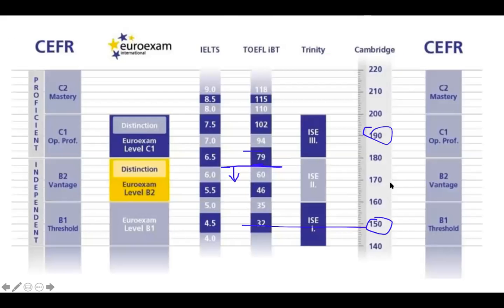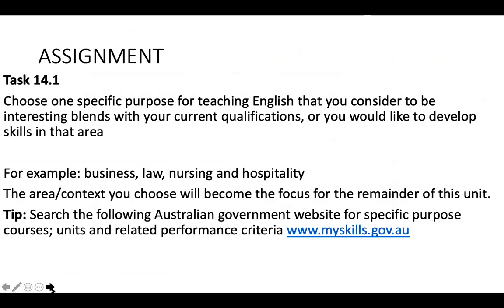We just have to look at this. So basically 6.5 is the acceptable level to do an ESP course. So you can see 6.5 equals upper intermediate level, or 79 on the TOEFL. Trinity, what does ISE stand for? International something or other. 190 for Cambridge, or the Common European Framework would be C1 level to get into an ESP course.